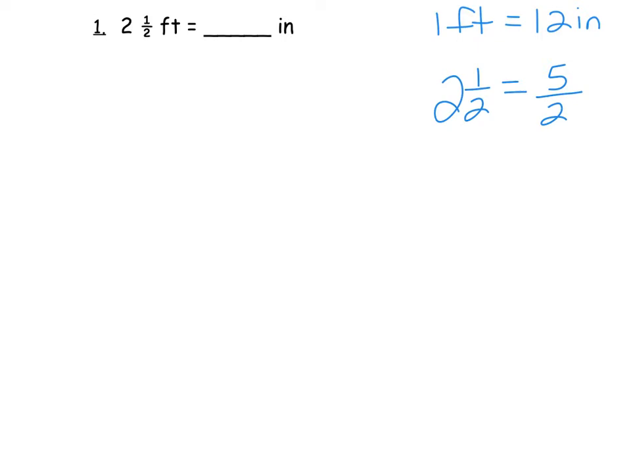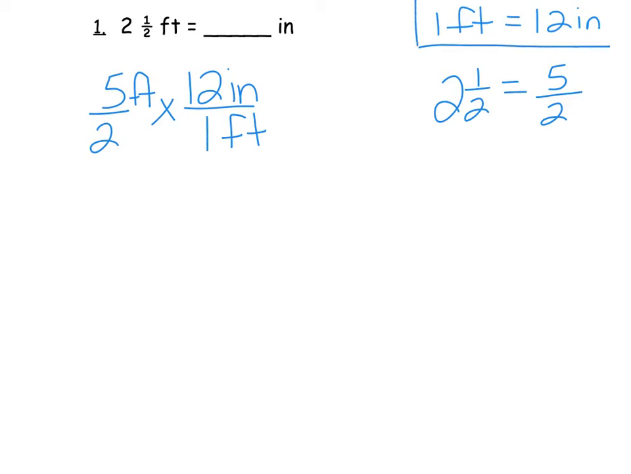So I have 5/2 of a foot times, well, I need to put feet in the denominator because I want to convert to inches, so inches needs to be in the numerator. So 12 inches over 1 foot, because I'm getting the numbers from what I know as the conversion. Then I have feet in the numerator and feet in the denominator, so they cancel out. Let's multiply. 5 times 12 is 60. 2 times 1 is 2, and these are inches.